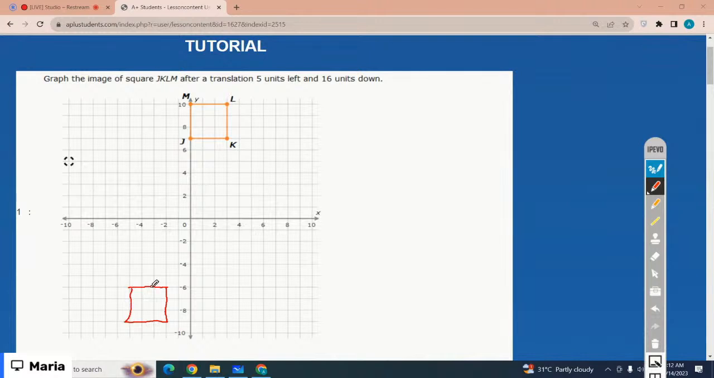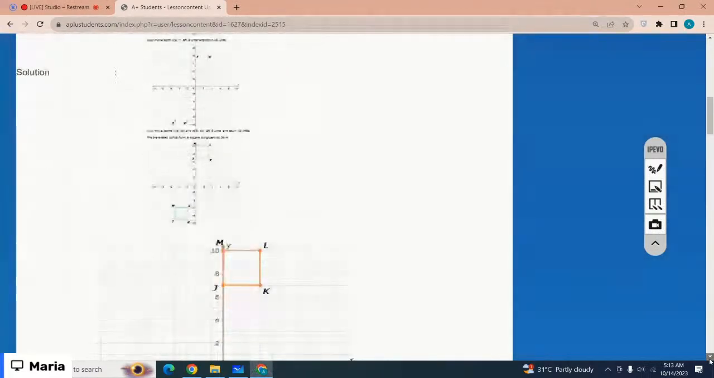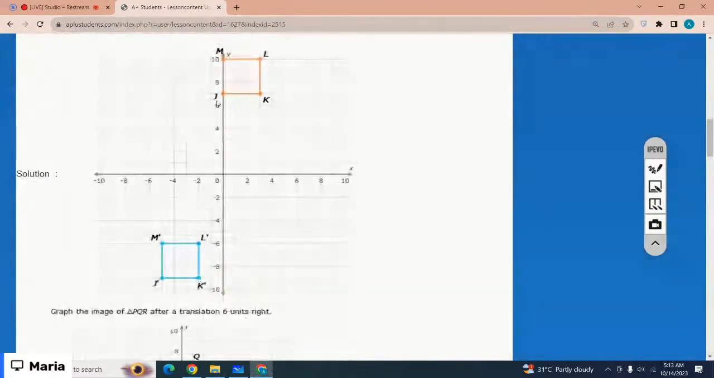This is the translated image, right? L, M, K, and J. That moves 5 units left and 16 units down. That is the translated image, right? Okay, you can see that is exactly the translated image I made, right?